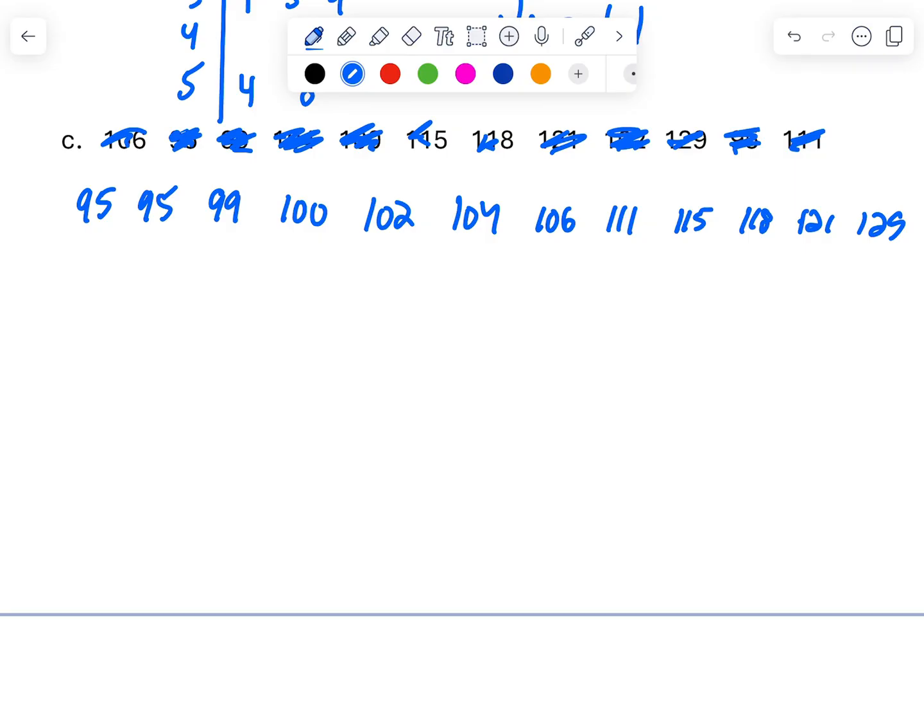And I think I got all of them. I'm going to count up top just to make sure. I counted 12. 1, 2, 3, 4, 5, 6, 7, 8, 9, 10, 11, 12. So I know I got all of them.